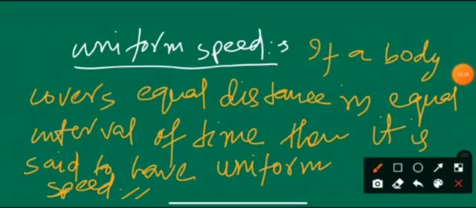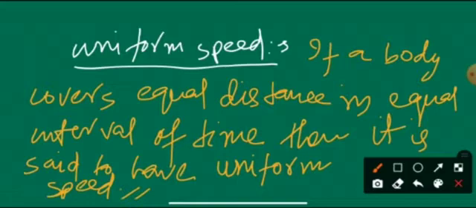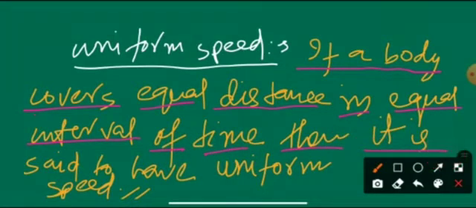Now we'll look at the types of speed: one is uniform speed, another is non-uniform speed. What is uniform speed? Here is the definition in front of you. If a body covers equal distance in equal intervals of time, then it is said to have uniform speed.